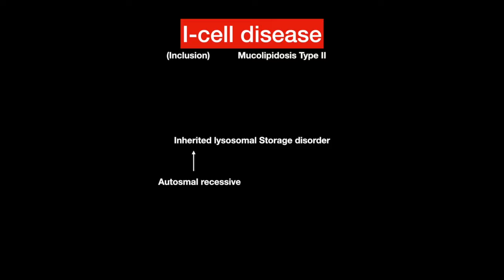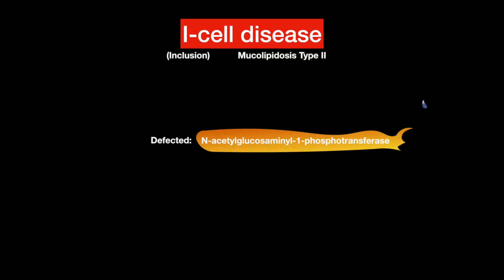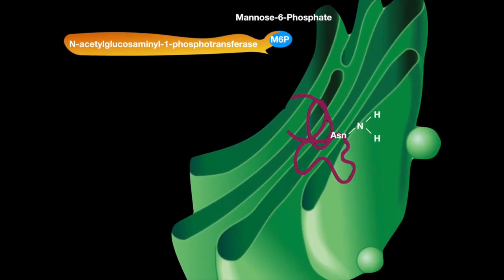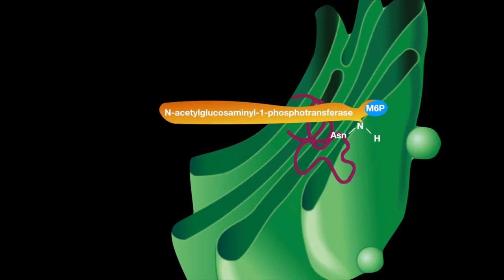I-cell disease, inclusion cell disease, also known as mucolipidosis type 2, is an inherited lysosomal storage disorder. It is an autosomal recessive disorder. It is caused by a defect in N-acetylglucosamine 1-phosphotransferase. This enzyme normally adds mannose-6-phosphate to asparagine residues on proteins that need to be sent to the lysosomes.